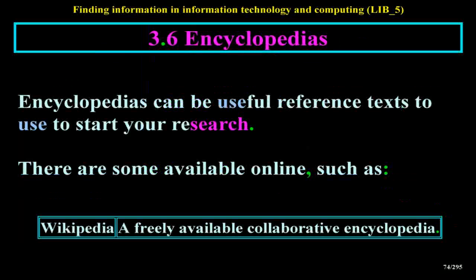3.6 Encyclopedias. Encyclopedias can be useful reference texts to use to start your research. There are some available online, such as Wikipedia, a freely available collaborative encyclopedia.